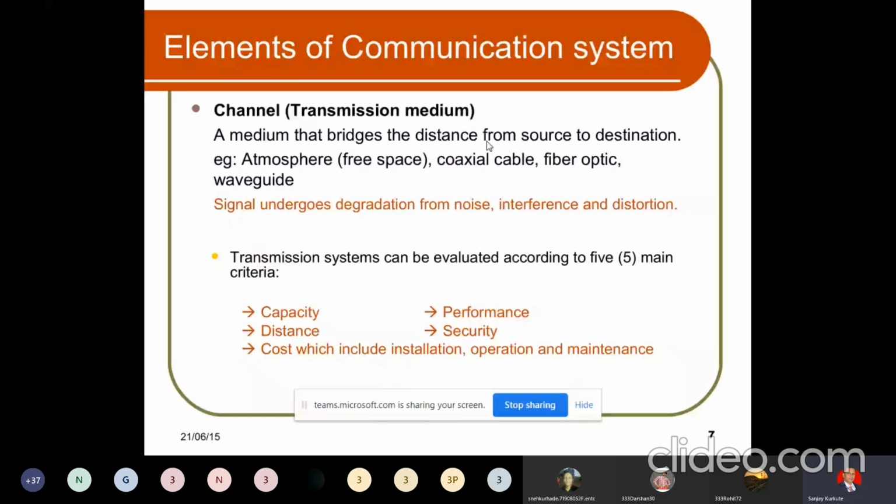Then the transmission system can be evaluated under these 5 main criteria. Which are those criteria? These parameters we have to write in the design very clearly and very specifically: capacity, performance, how much distance it covers, security, and cost, which includes installation, operation and maintenance, because we have to think about the cost parameter also, not only the technical parameters but also the financial parameter. So here they have mentioned some very important parameters: capacity, performance, distance, security, and cost including installation, operation and maintenance.